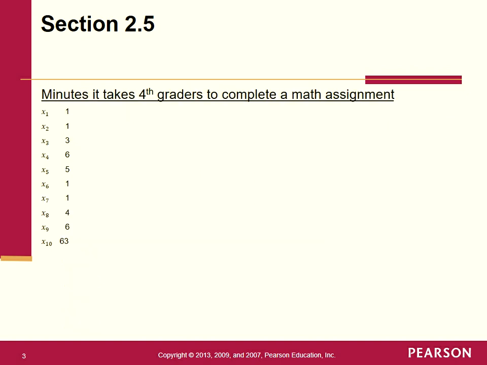Alright, let's say that we have a different variable. We'll call it minutes it takes 4th graders to complete a math assignment, and we have 10 observations here. Most of the observations are between 1 minute and 6 minutes, but then we had a student who really struggled with it. It took 63 minutes. So we clearly have an outlier in our data. We'll note that and see how that's going to affect things.